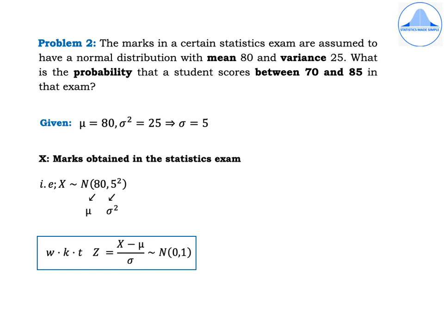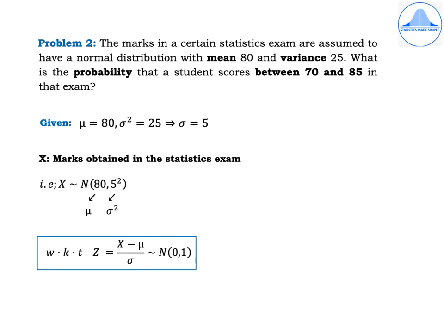So now, normal distribution words are already used in the question. So write "given", you have to write the parameters of the normal distribution. So mu is equal to 80. Mu means it is the mean. Variance is sigma square, that is equal to 25, which implies sigma is equal to 5.